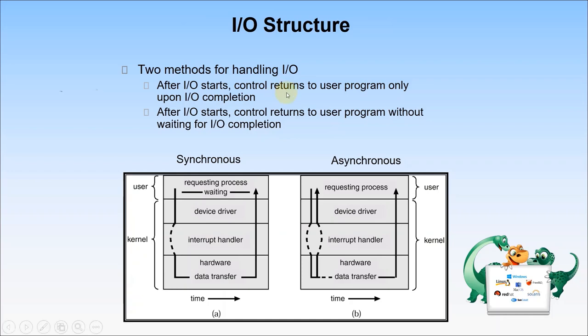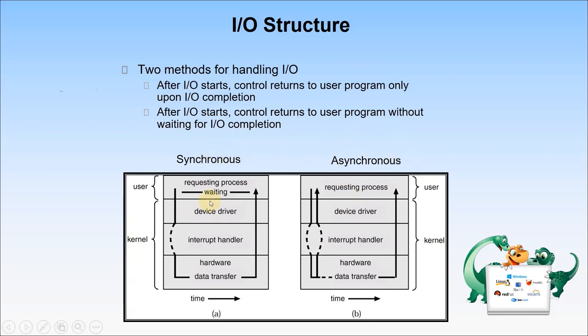I/O structure. So two methods for handling I/O. After the I/O starts, the control returns to the user program only upon I/O completion. The second one would be: I/O starts, control returns to the user program without waiting for the I/O completion. So these two are characterized by synchronous or asynchronous.